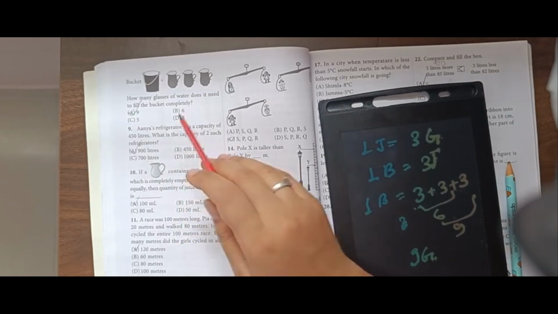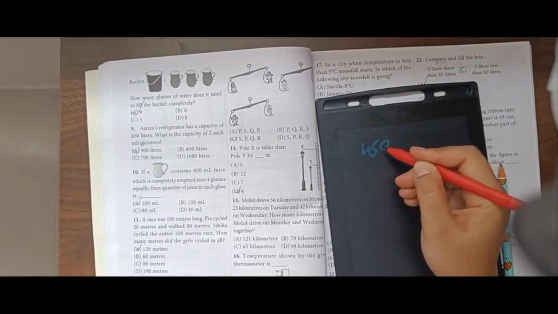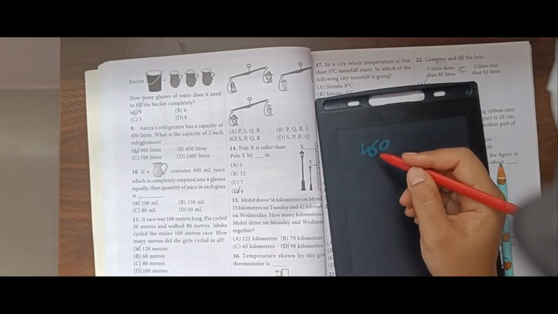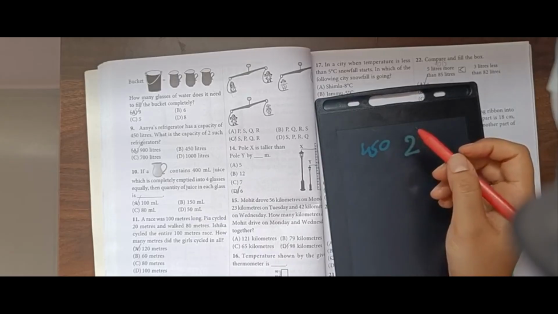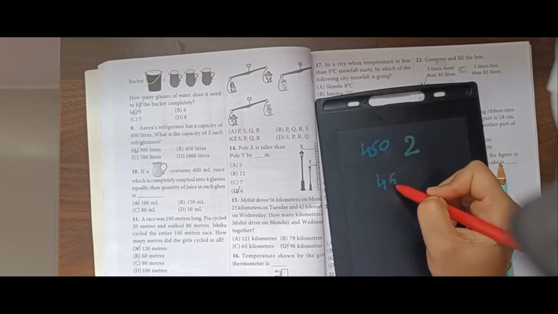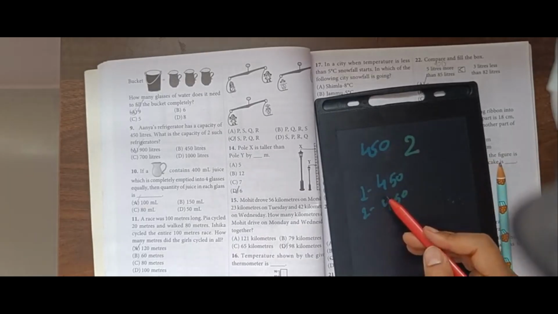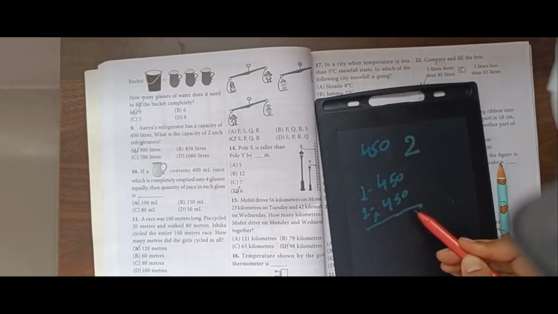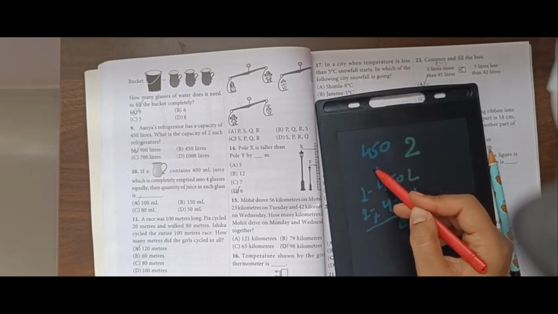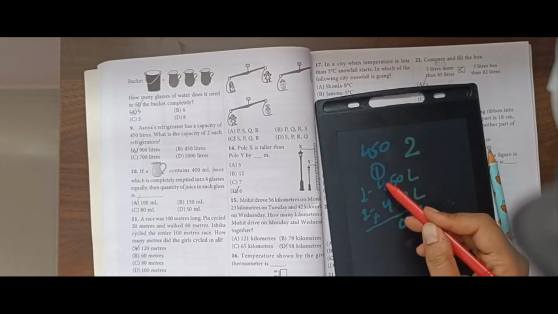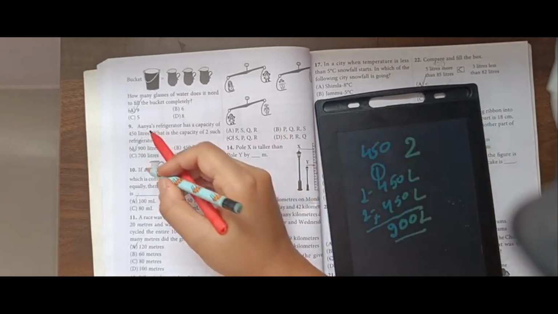Next is, Ananya's refrigerator has a capacity of 450 liters. What is the capacity of two such refrigerators? One is 450, another is also 450. So we need to find the total amount, so we need to add them. 0, 5 plus 5 is 10, 1 is carryover, 4 plus 4 is 8, 8 plus 1 is 9. So the answer is 900 liters.